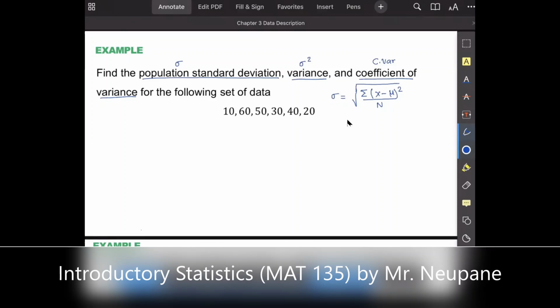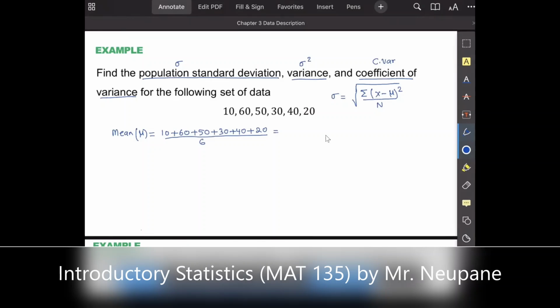As I mentioned before, the first thing we need to do is find the mean. We need to find this mu. So in the calculation of a standard deviation, the first thing we do is find the mean. Because this is an individual series, we add all these numbers and divide by the number of observations, which is 1, 2, 3, 4, 5, 6. So let's find the mean first. You can copy all these along with me. Mean mu is equal to 10 plus 60 plus 50 plus 30 plus 40 plus 20 all divided by 6.